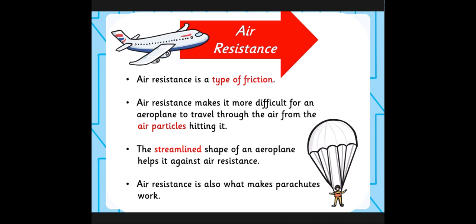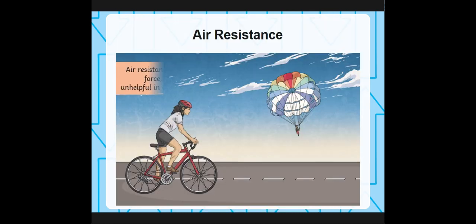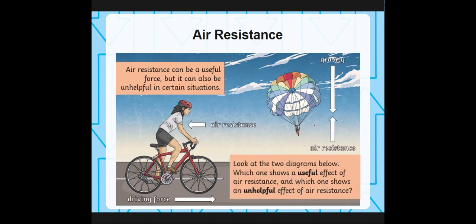Okay, for sure in the air resistance it's all about the particles hitting you. And if you can see here in this picture, this parachute is moving down. We have two forces, gravity pulling down, and air resistance on the opposite, because the particles of the air will be hitting in this direction.